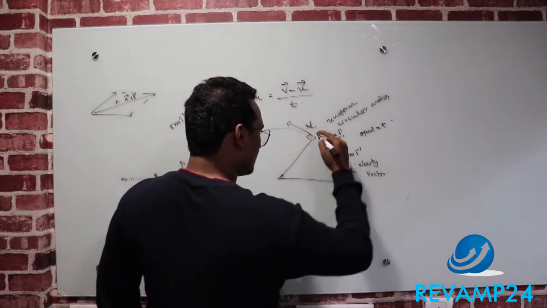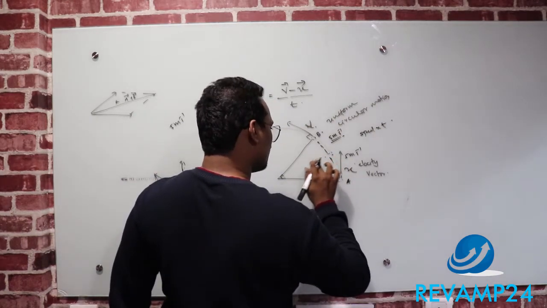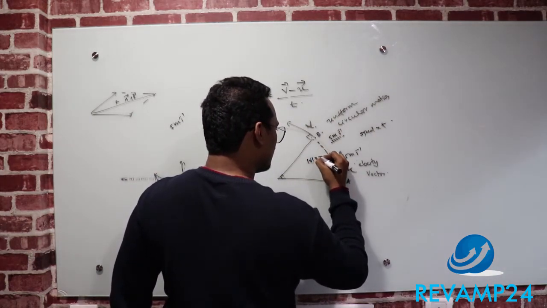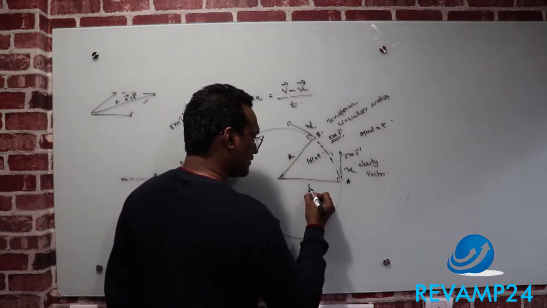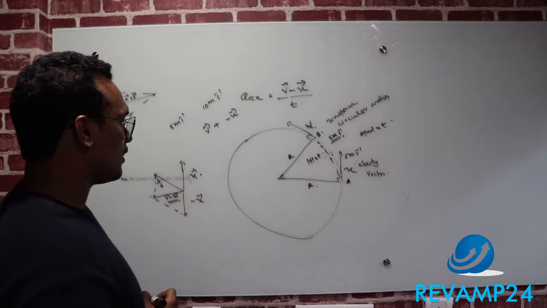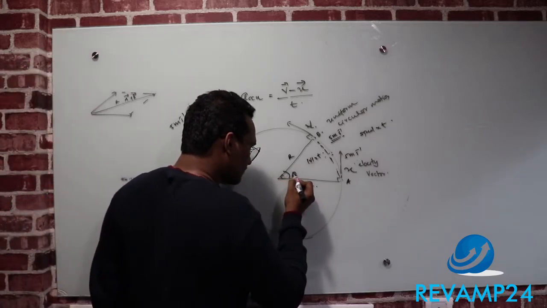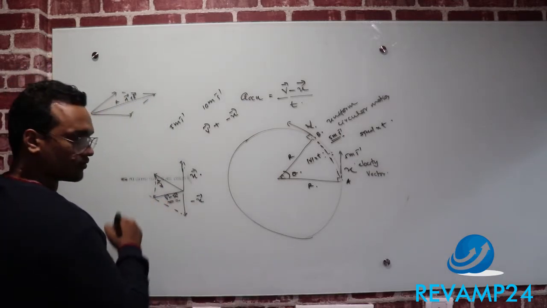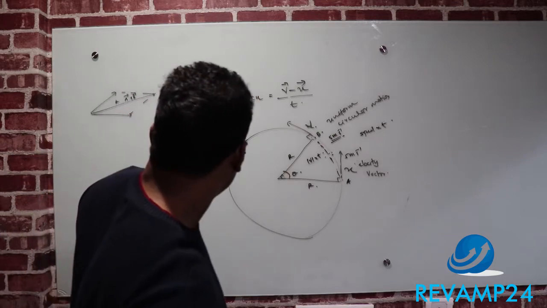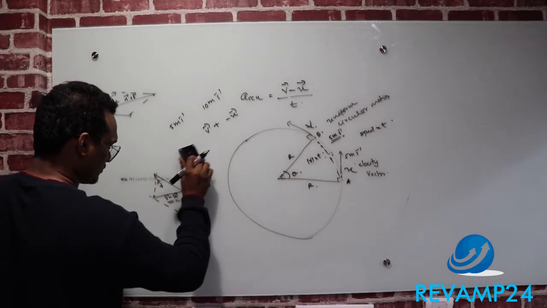So this length is nothing but speed, or I can say magnitude of velocity, into time. This is radius and this is again radius. We know if this angle is theta, this is V minus U, right? I'll just give you a big picture of this.